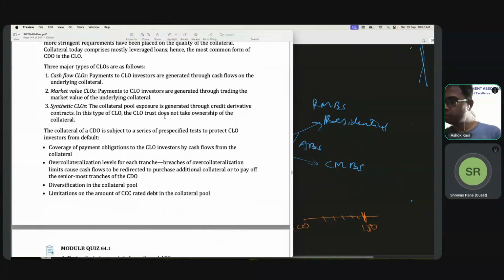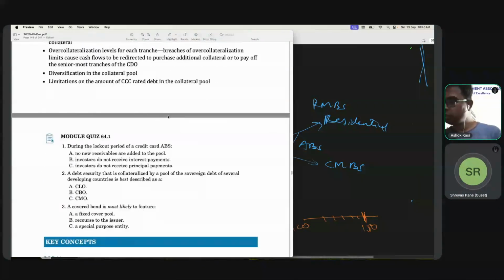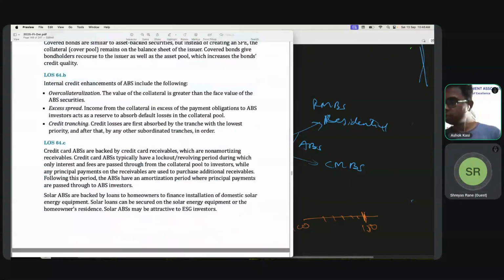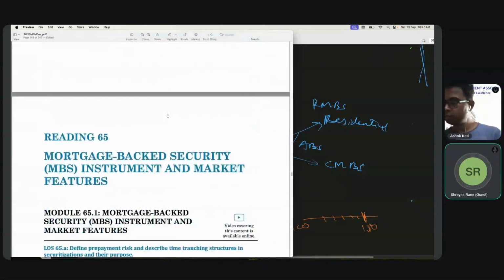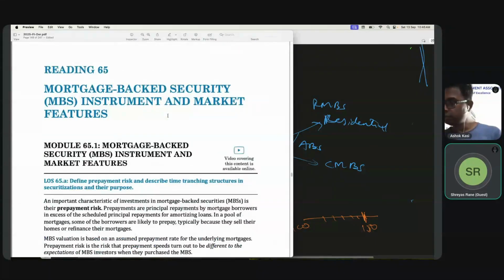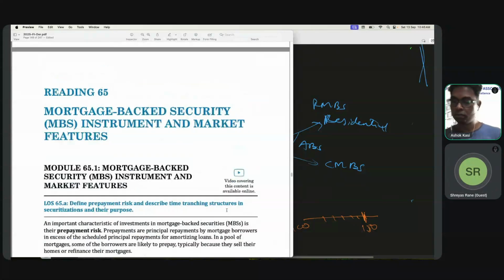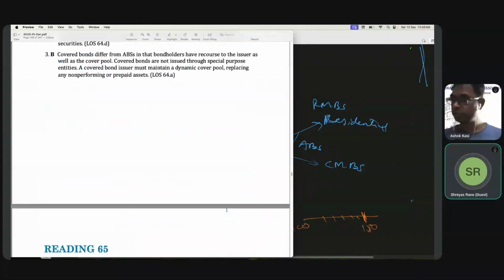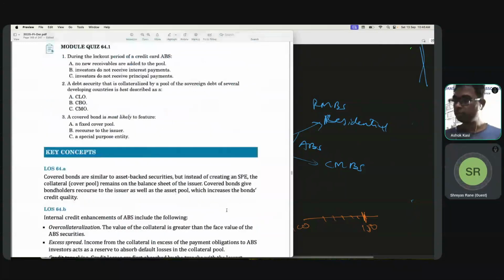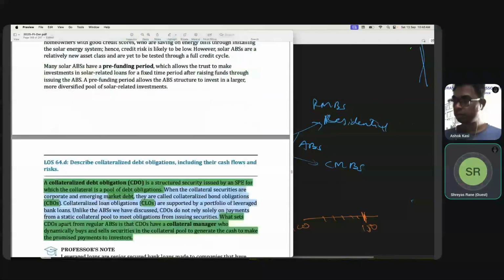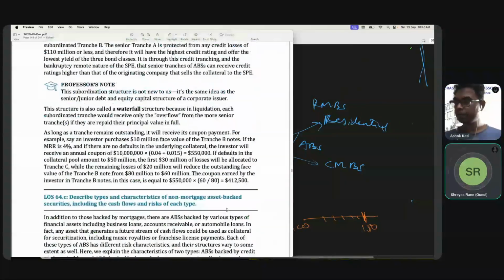Then rest all you don't have to read there. Okay, this is also done, right? So two readings done. All these are small readings only.